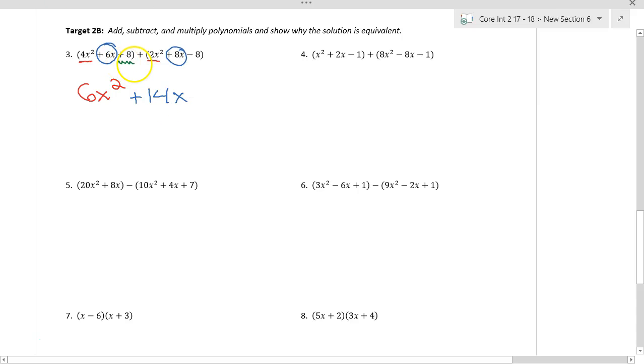And then I have a positive 8 and a negative 8. 8 minus 8 is 0. Remember, we don't have to write plus 0. So my answer is 6x squared plus 14x.